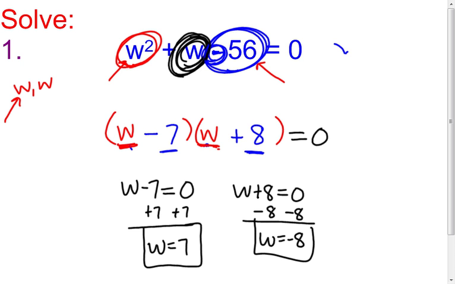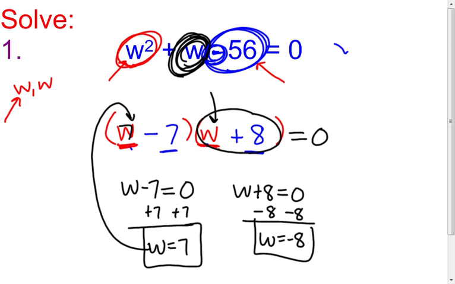Now, if you plug those back in, if I plug in 7 right here, I would have 7 minus 7 is 0, and 0 times, it makes no difference what's in that second parentheses. 0 times whatever's in that parentheses is going to make 0. Same thing with negative 8. If I plug negative 8 right there, negative 8 plus 8 makes 0. That parentheses turns to 0, and 0 times anything in the other parentheses, it doesn't matter what's there, makes 0. Okay, so I have two answers here, 7 and negative 8.